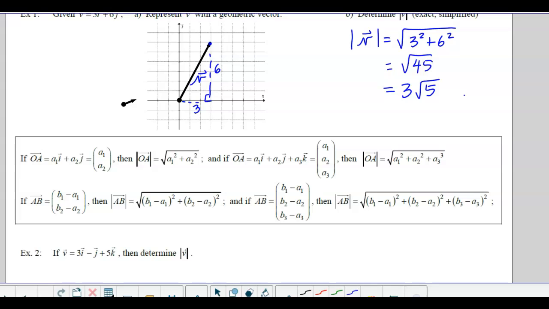So vector OA, there's the component form, there's the column vector form. The magnitude of it is the square root of the sum of the squares of the components. 2 dimensions, 3 dimensions, the sum of the squares of all 3 components.